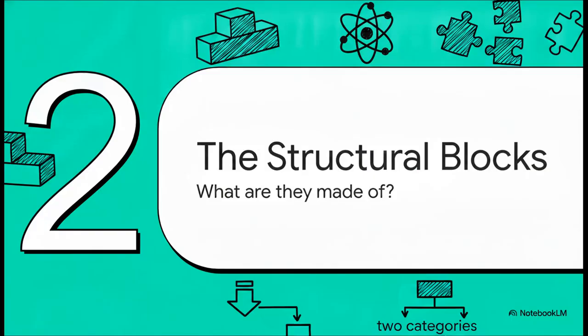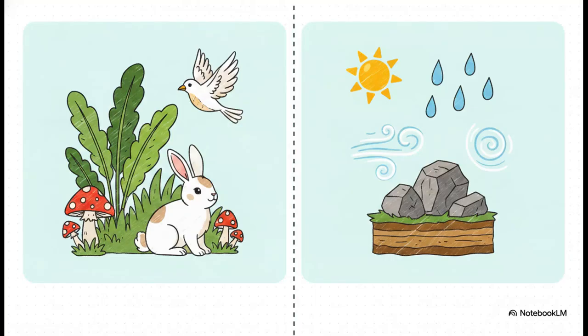Moving on to block number 2, the structural blocks. We know where they are, but what are they actually made of? We can divide any ecosystem perfectly in half. On one side, we have the biotic component, or biosynosis. Think of the prefix bio, which just means life. Picture a bustling forest. The trees reaching for the sky, the deer quietly stepping through the brush, the mushrooms growing on a fallen log, and even the microscopic bacteria hiding in the dirt. These are all living organisms.